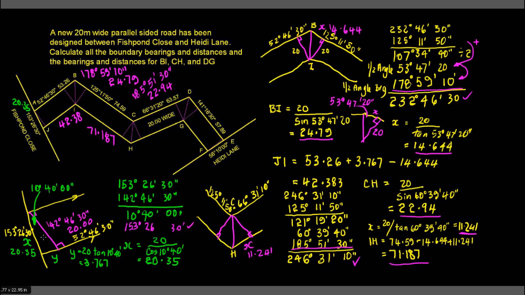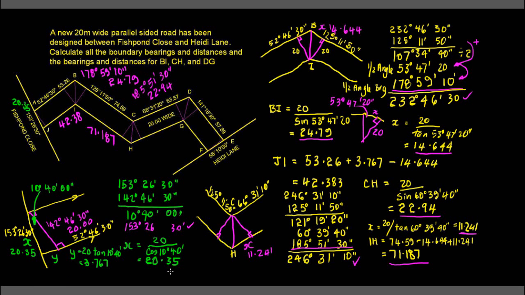Then we get this little right angle triangle here, and in the right angle triangle we can calculate x, and x is equal to 20 over cos 10 degrees 40, which is 20.35 in this case. And we can calculate the little y here, which is y equals 20 tan 10 degrees 40, and that's 3.767. So that's got that out of the way.